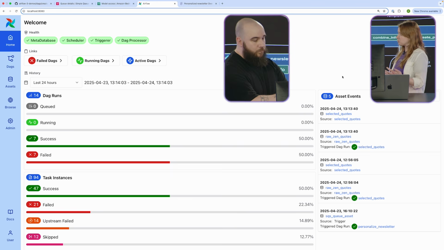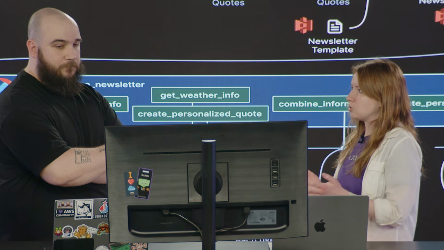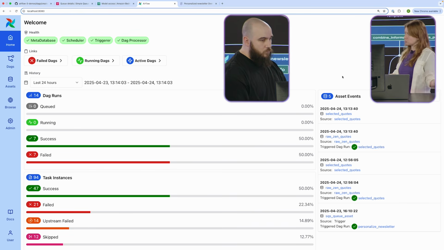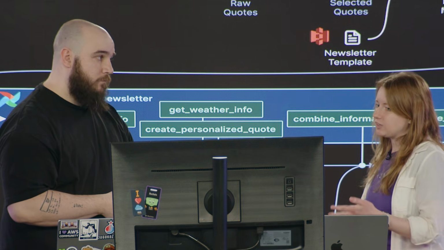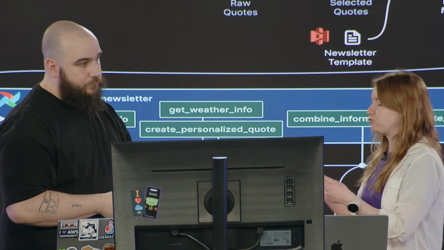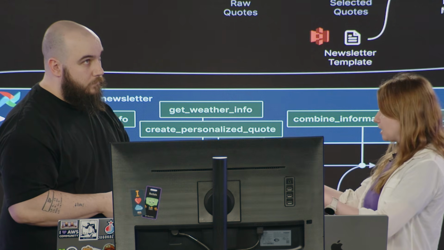Assets are a different way of defining pipelines in Airflow. As opposed to the task-oriented approach, which still exists and was also in Airflow 2, where each task does a thing, you can think about the asset-oriented approach as more defining the end state of data that you want.